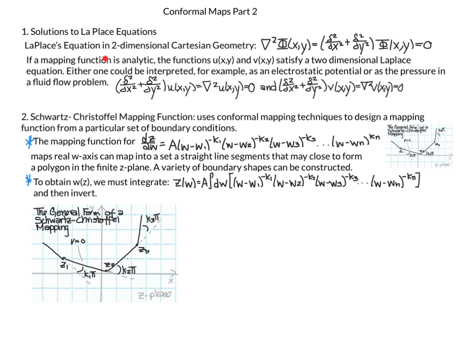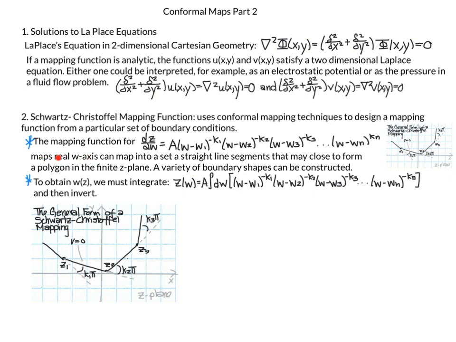So if a mapping function is analytic, then the functions u of x, y and v of x, y satisfy this Laplace equation. So here is what that means. The second order partial derivatives of u of x, y, which we can denote with the del squared, is equal to 0, and the second order partial derivatives of v of x, y, which we can denote with the del squared, is equal to 0. And either one of these can be interpreted as an electrostatic potential or as pressure in a fluid flow problem.